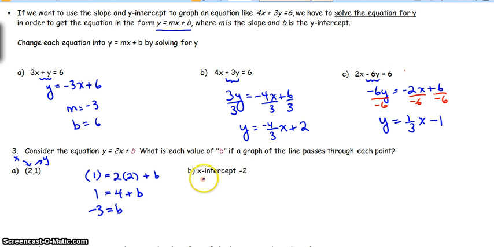I would do the same thing here, but what is the x-intercept of negative 2? Whenever you have an x-intercept, it's the value of x when y is 0. You would plug 0 in place of y, negative 2 in place of x, and find b.